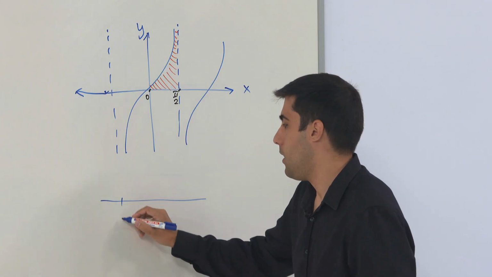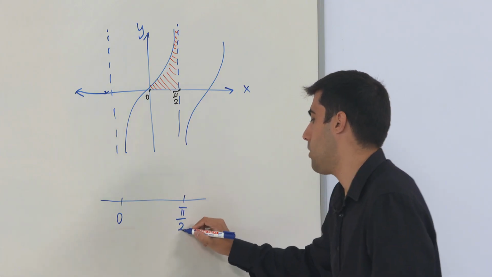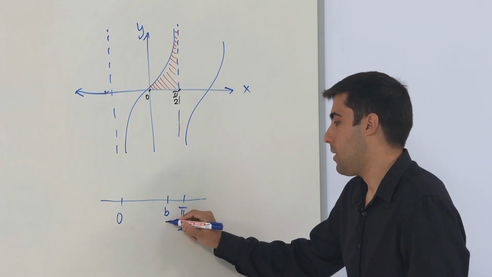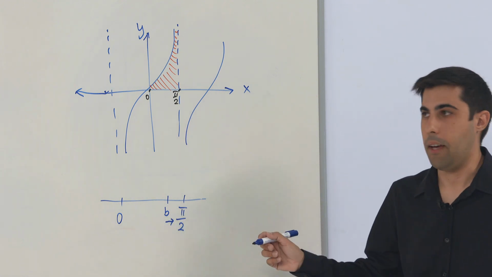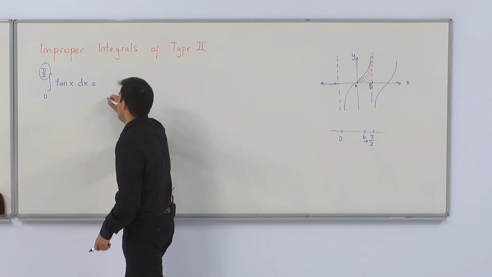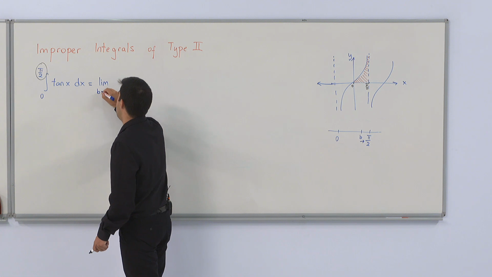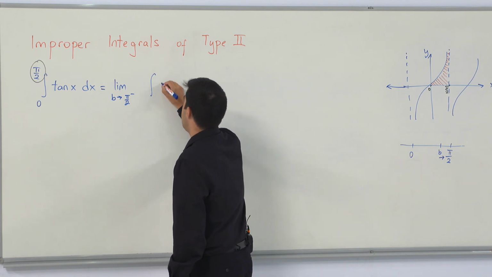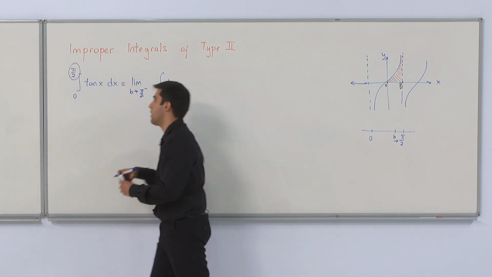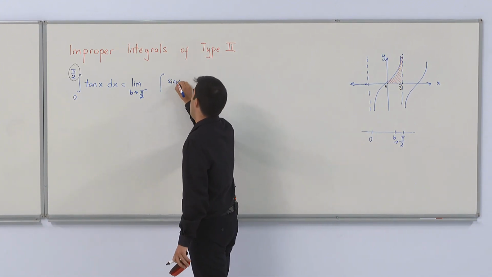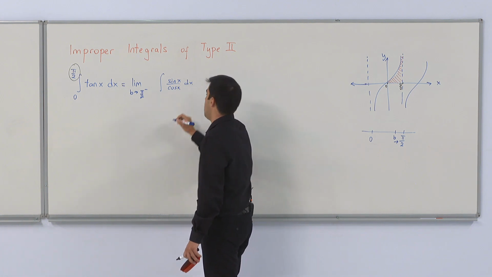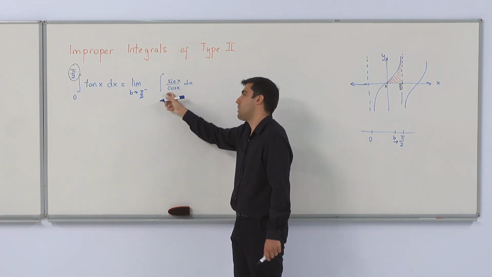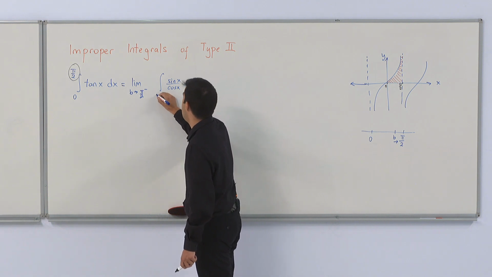So instead of integrating from 0 to pi over 2, I'm going to integrate from 0 to some point b, and then let b approach pi over 2 from the left. So this integral can be written as limit b goes to pi over 2 from the left of the integral of tangent of x, and tangent of x is the same as sine of x over cosine of x. And actually the vertical asymptote is due to cosine, which is 0 at pi over 2, from 0 to b.